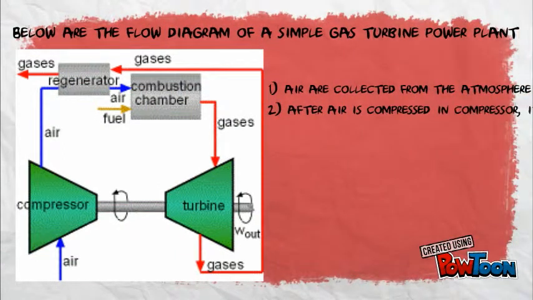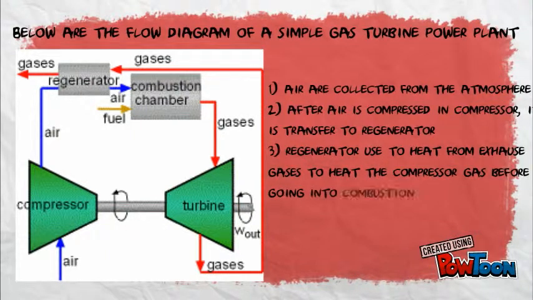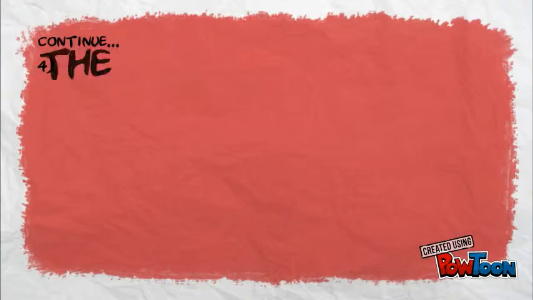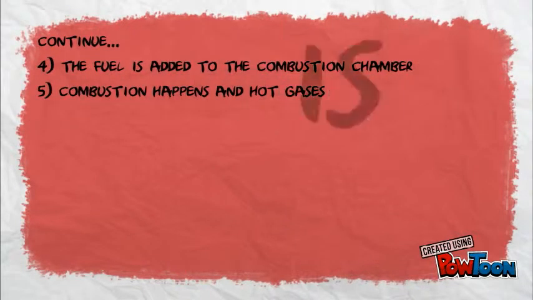First, air is collected from the atmosphere. After air is compressed in the compressor, it is transferred to the regenerator. The regenerator uses the heat from exhaust gases to heat the compressed gas before going into the combustion chamber. The fuel is added to the combustion chamber. Combustion happens and hot gases are obtained.